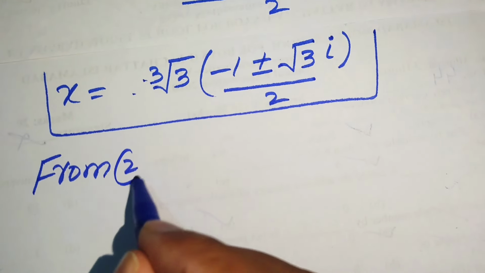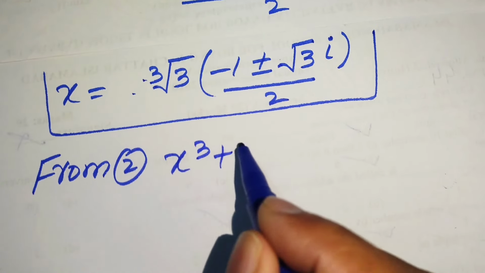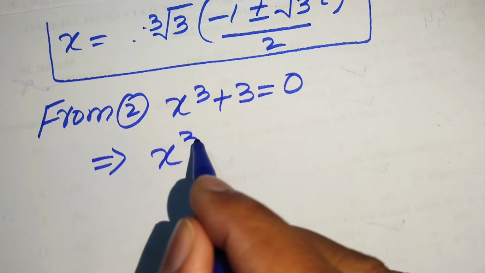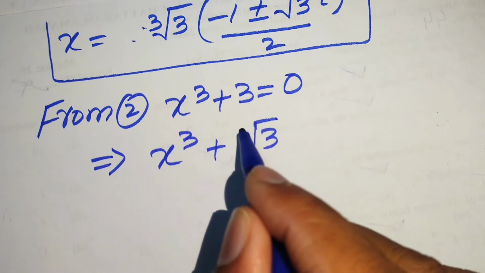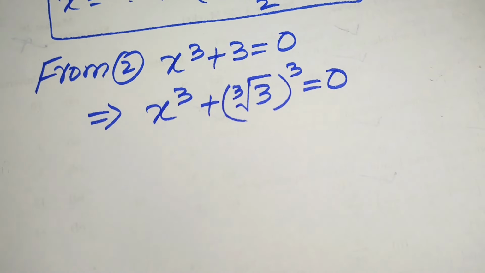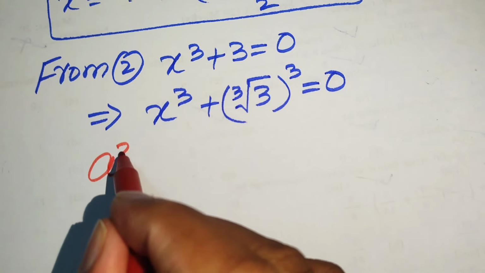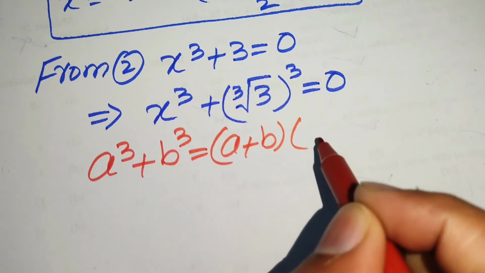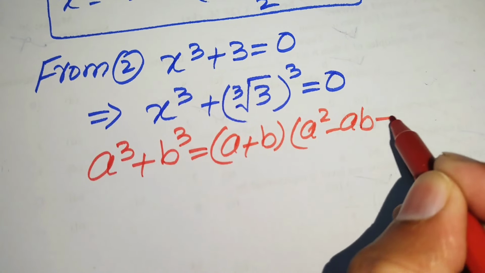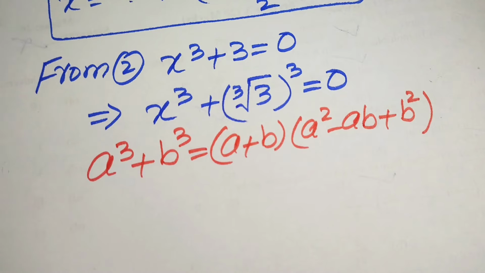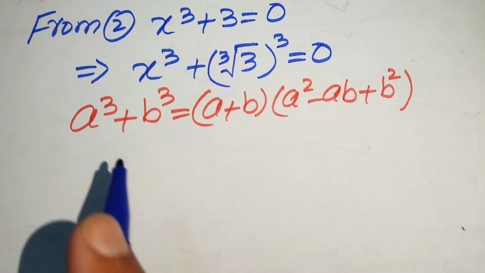So from equation number 2, here we rewrite the equation number 3 as x cubed plus 3 equals to 0. And now we write this equation as x cubed plus cube root of 3 and its whole cube equals to 0. And here we need again the nice formula. So we know that if you have a cubed plus b cubed, it is equals to a plus b times of a square minus ab plus b square.